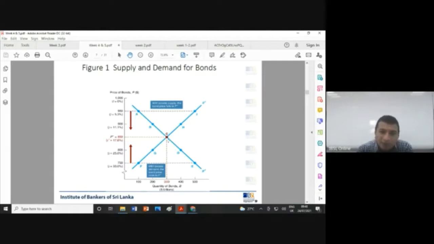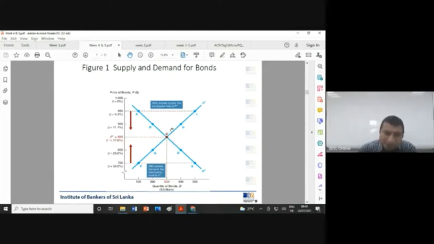Similarly, at points below C, suppliers get demotivated simply because the interest cost is higher, but demanders get motivated because the interest return is higher. You see excess demand. So here it is excess demand, and here it is excess supply. These are the same concepts that you learn throughout demand and supply in economics.